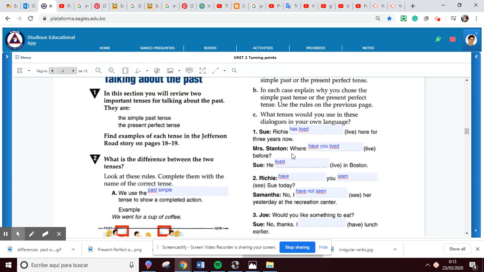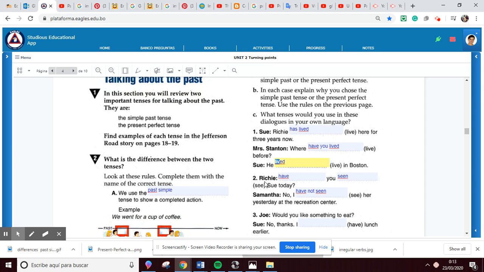Have a look at this one. Where lived before? "Before" is another time phrase that helps you to identify that we need to use the present perfect tense. Where have you lived before? Have a look at this one now. He lived in Boston. Boston, we don't have a time phrase, so that means that we can use the past simple tense. He lived in Boston.